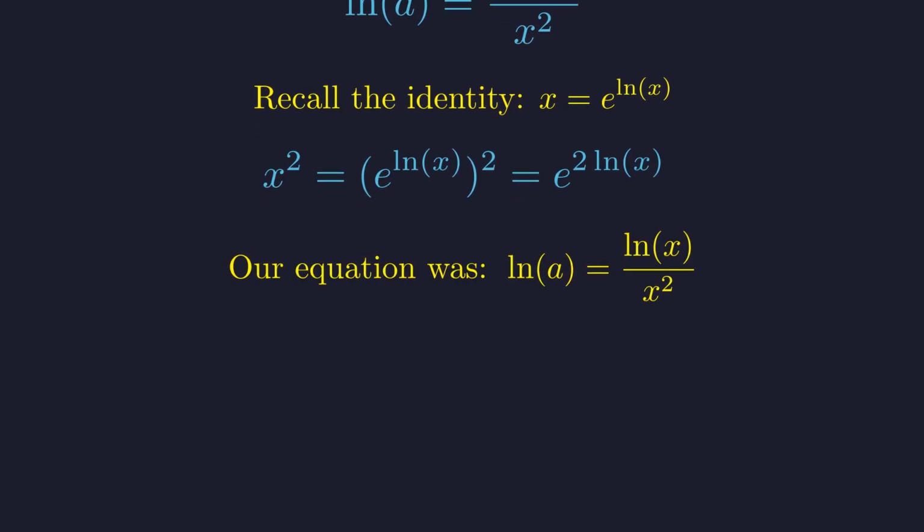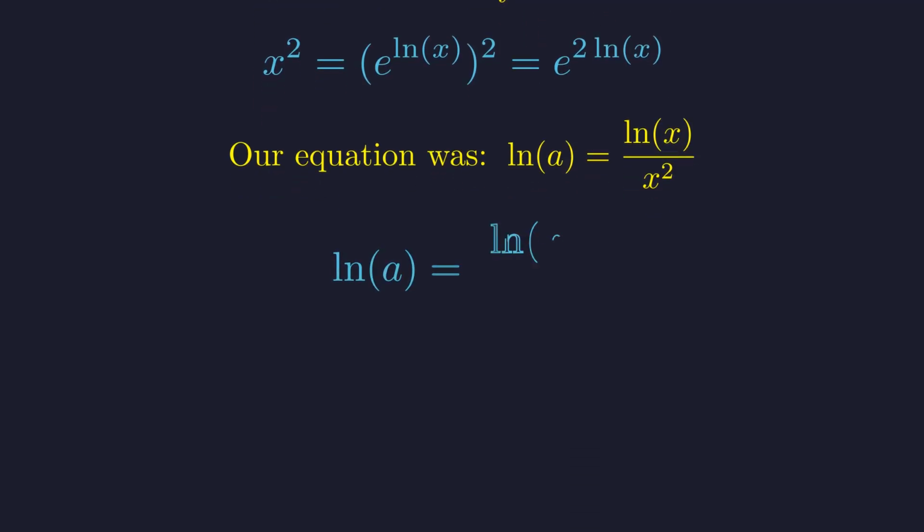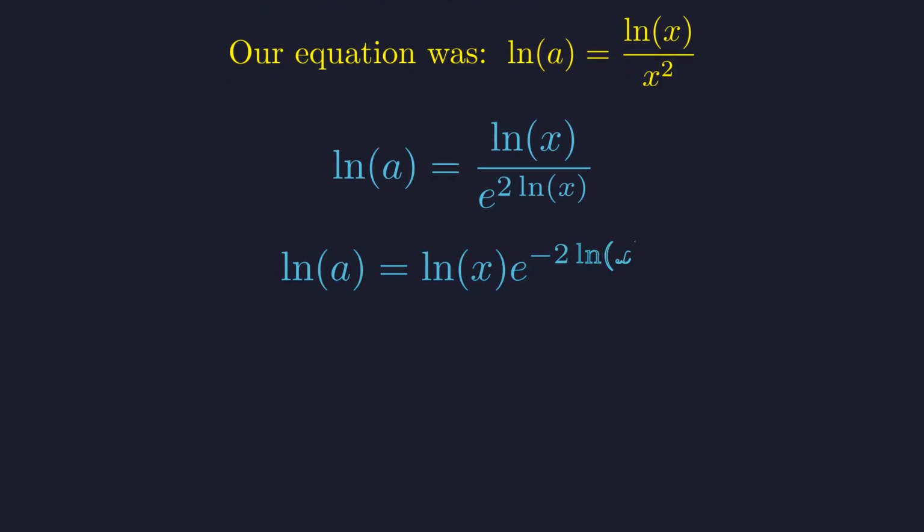Now we substitute this new expression for x squared back into our equation. This gives us an equation entirely in terms of natural logarithm of x and its exponential, which can be rewritten like this. Observe carefully. We are very close to the Lambert form, y e to the y. The coefficient outside the exponential is the natural logarithm of x, but the term inside the exponent is negative 2 times the natural logarithm of x. They must be identical. We must force them to match.